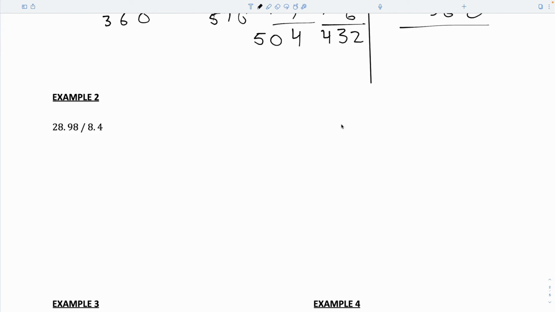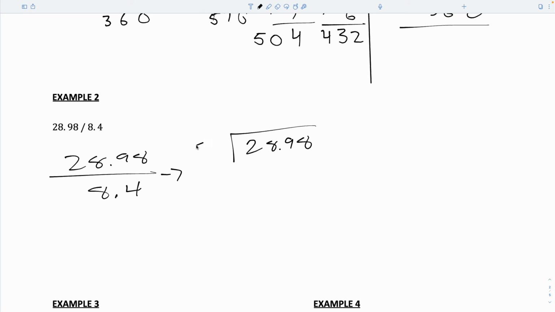We got 3 more. I might let you do partner work for one of them. When you have a slash, this also means the same thing as 28.98 divided by 8.4. So same thing. You're going to set up 28.98 in the house, 8.4 outside.